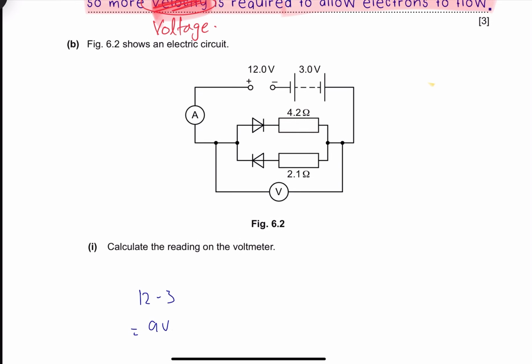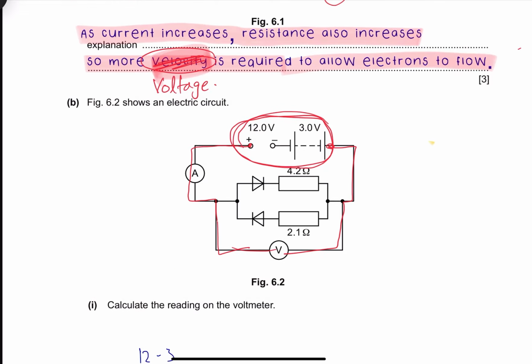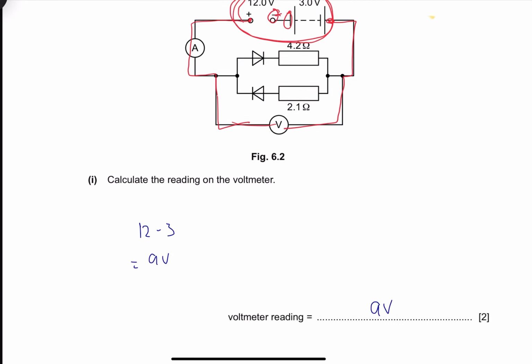Part B shows an electric circuit. Calculate the reading on the voltmeter. Basically this voltmeter is in parallel with the battery. This is the positive terminal attached to the voltmeter. So if you can calculate the voltage across this terminal, that will be the voltage on the voltmeter. This is the negative side, this is also the negative side. The negative and negative are facing each other, so they will cancel each other, so we have to subtract them. 12 minus 3, that will be 9 volts.